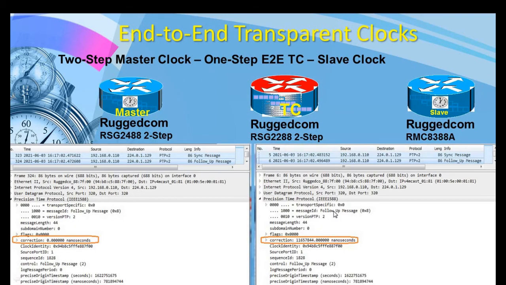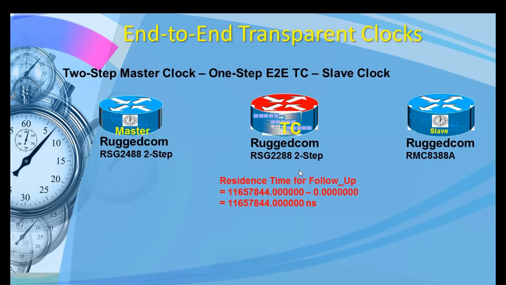So next we are going to check the follow-up message. We capture the follow-up message on the ingress port and check the correction field is 0, and after being forwarded by the transparent clock, the correction field is modified to this value. So the follow-up message modified by the transparent clock introduces a residence time of this value.